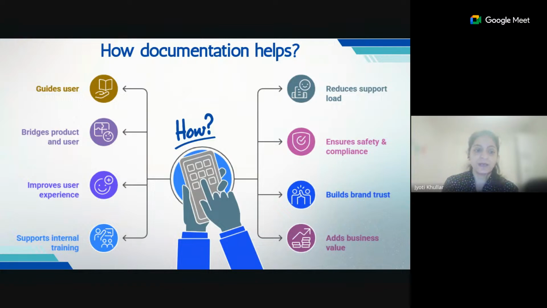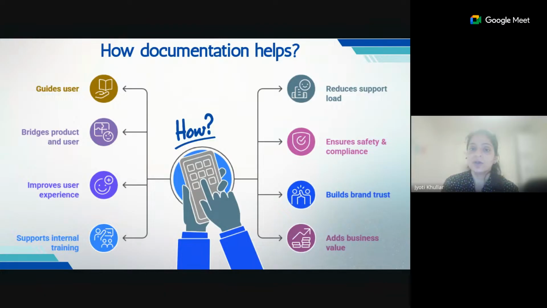And it also supports the internal training. Say you have hired a new person, you have to train the person from scratch if you do not have any documentation ready. On the other hand, if your documentation is ready, you can ask the person to try out the product, and go through the documentation if he wants to learn something. So it becomes far easier as compared to sitting with the person and training the person on a product. And same is the case with the user as well.